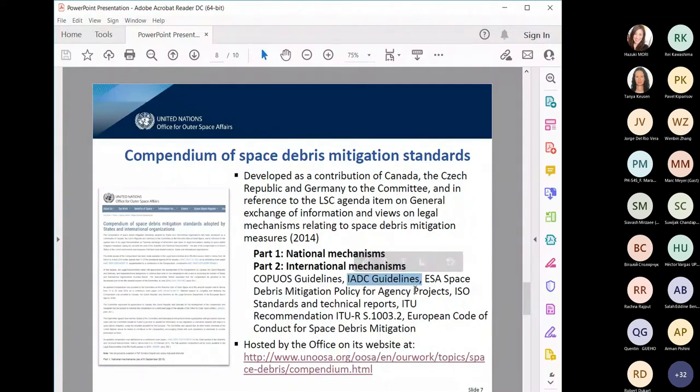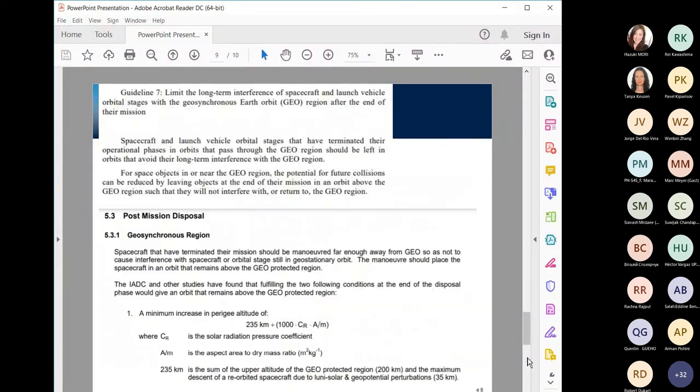On the next slide, I don't think you have this slide in your presentation, but I decided to insert it last minute to show you the difference between COPUOS guidelines and IADC guidelines. So this is one guideline that is talking about the post-mission disposal, how to avoid geosynchronous region after the mission is over.